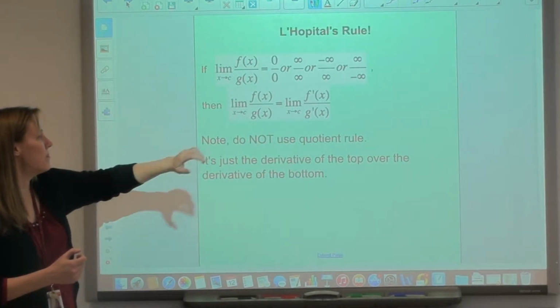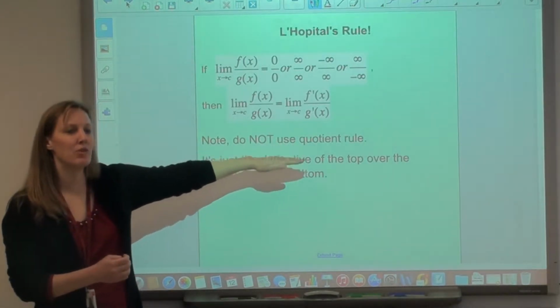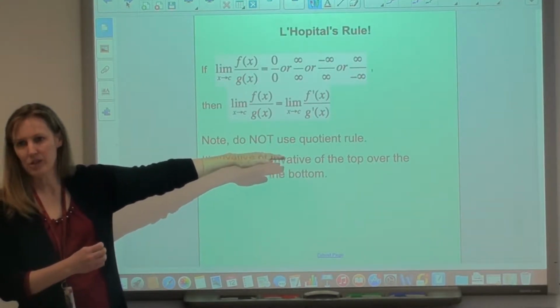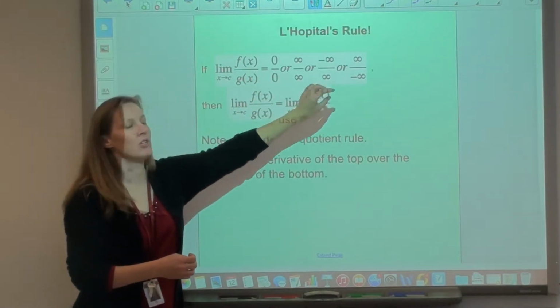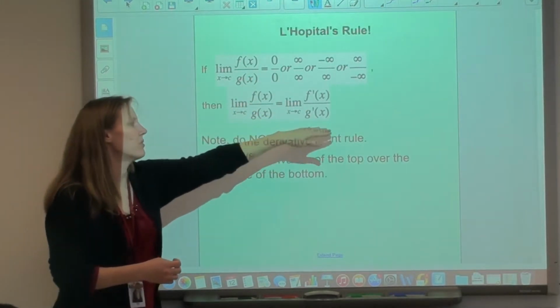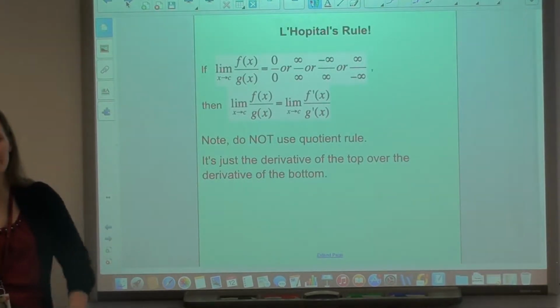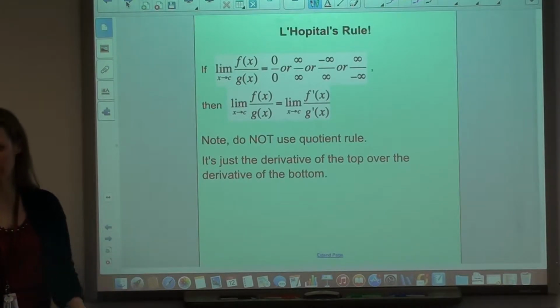Now, big note, this is not the quotient rule. It's the only time that you get to do a derivative of a quotient without using the quotient rule. So, you have a top function, you have a bottom function, you literally take the derivative of the top and divide by the derivative of the bottom, and that's it. And then you have an equivalent limit that is hopefully simpler and something that can be solved.